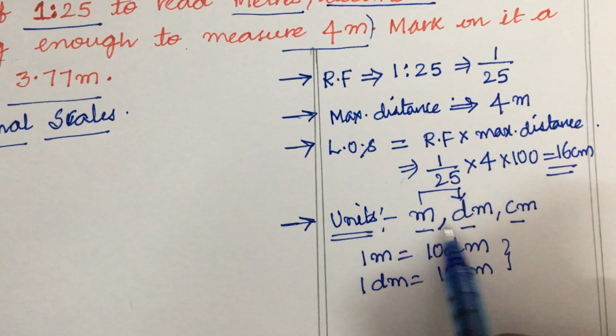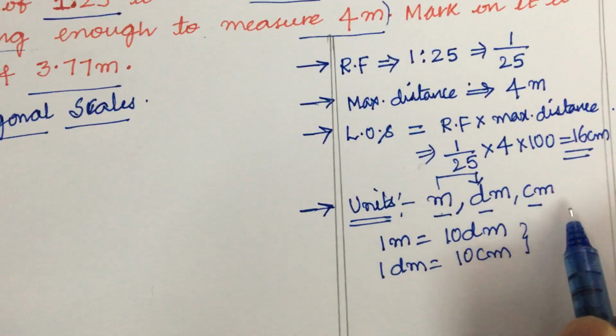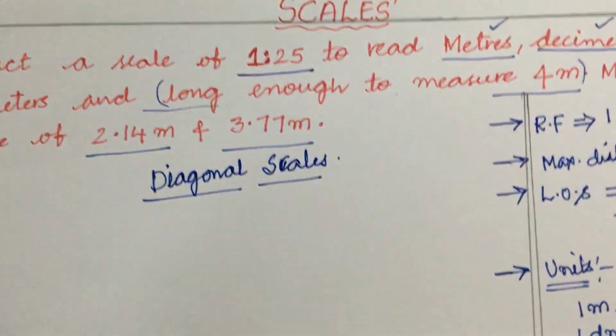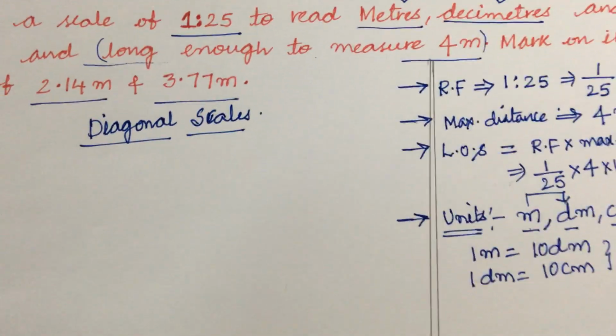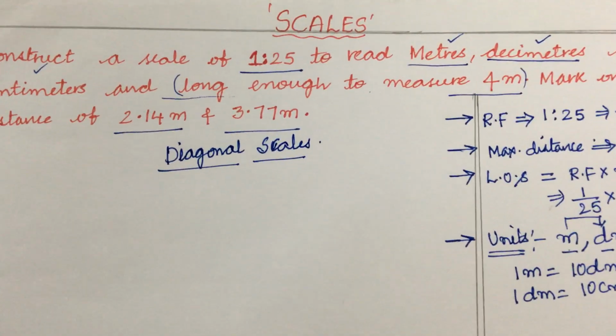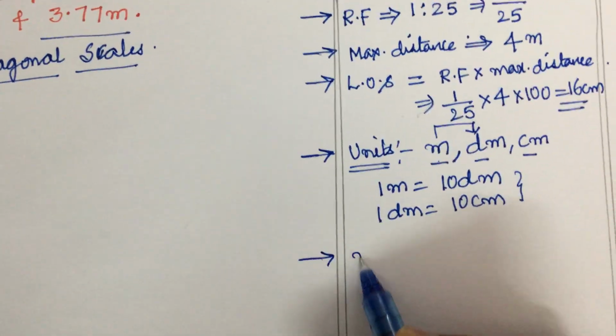So it can read up to the maximum of 3 consecutive units, where such type of scale is said to be a diagonal scale. I hope you got this. I am going to work out a few more problems to make you very clear about which kind of scale the given problem is. Later, I told you to work out the marking distance.